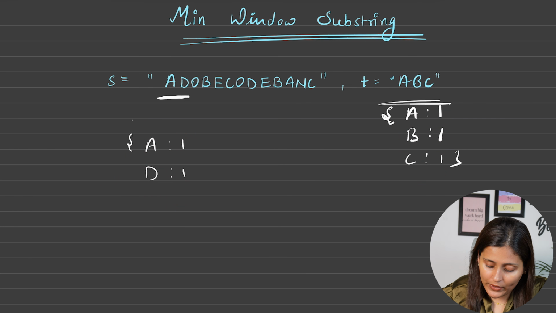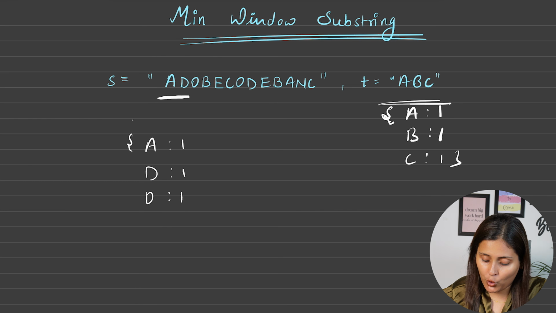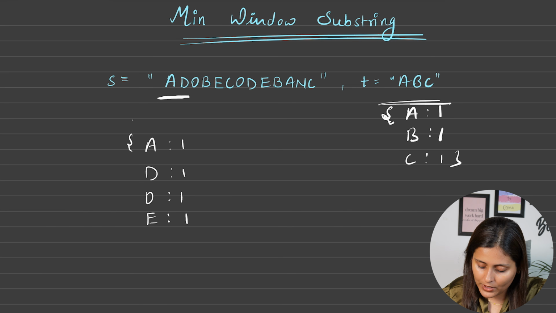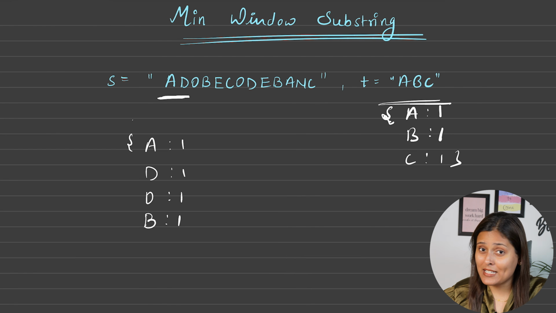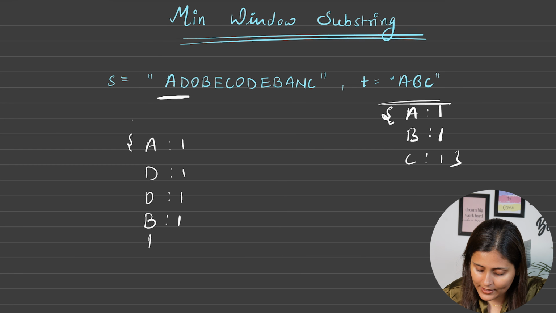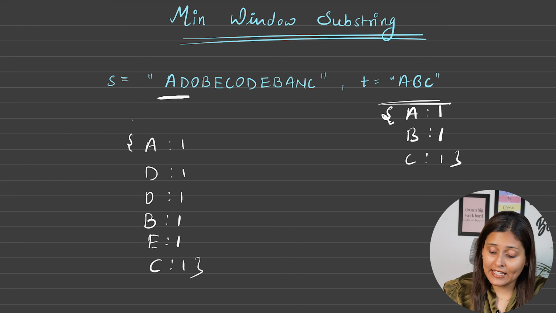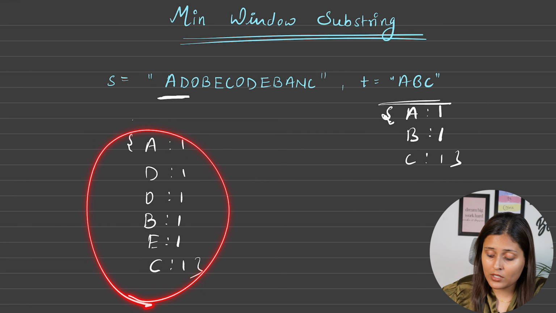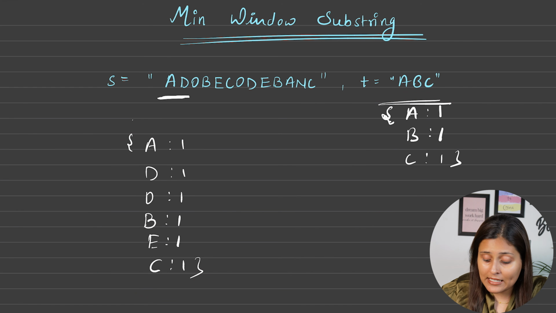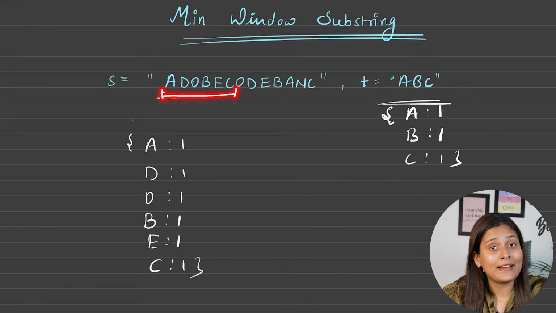Okay, now we'll add O. Does this match? No. Now we'll add E. Does this match? No. Now, sorry, B. Does this match? No. Still C left. Okay. One more character, E. No, still not. Now C, yes. I can say that yes, now my map matches with this T map. Okay. So I can say that this string till here is a valid substring.